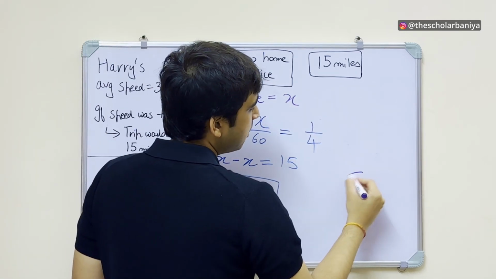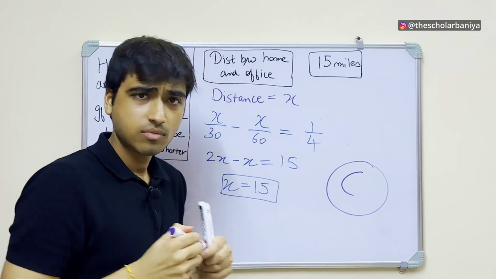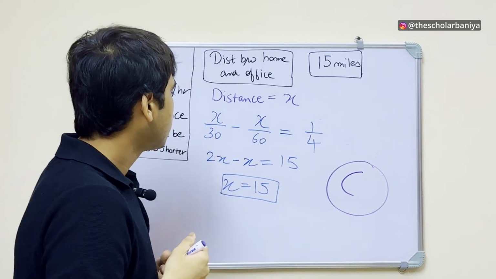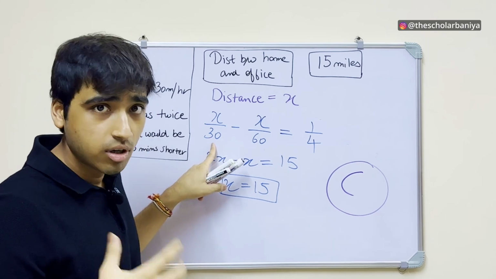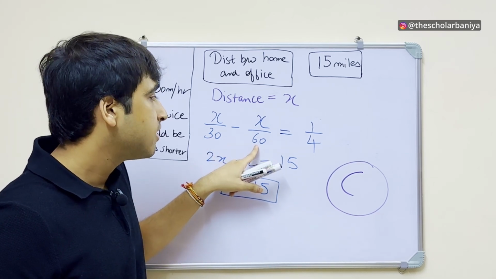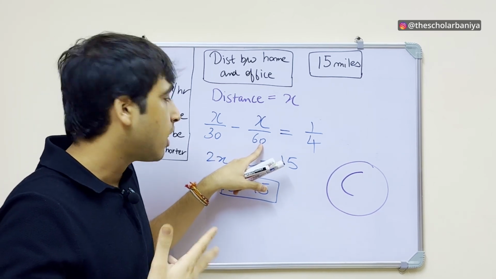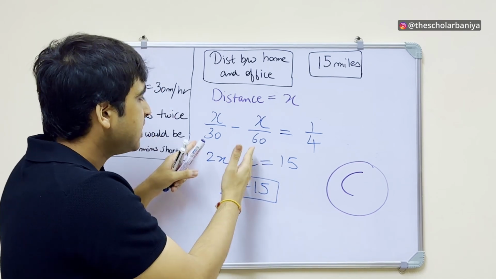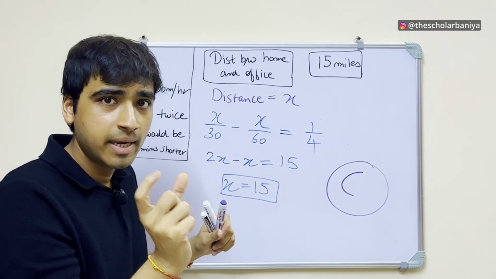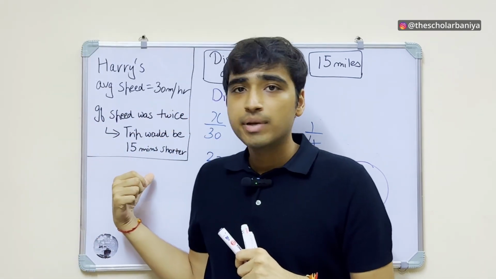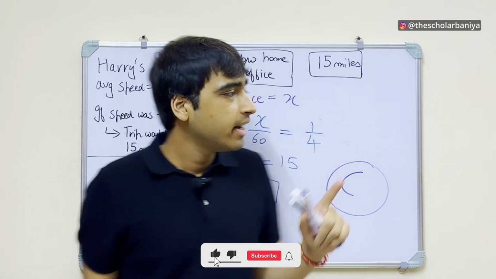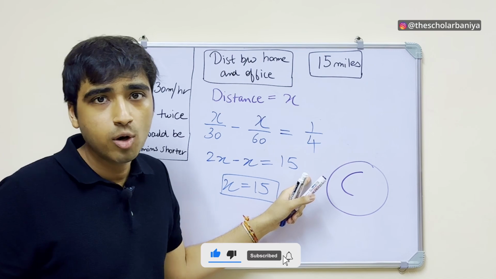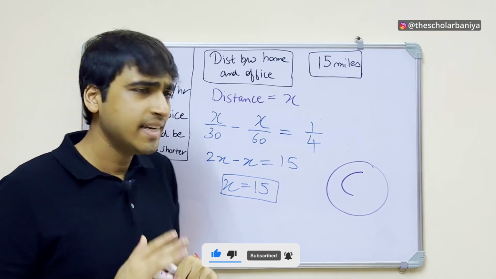So the final answer becomes C. I hope this should be clear. So what we did is that we calculated the total time which it took originally, then we calculated the total time which we took after the speed was increased. So obviously the difference will be the amount of time by which the trip became shorter, which was 15 minutes. So by converting into hours, it becomes 15 upon 60, which is 1 upon 4. So I hope this should be very clear, simple.